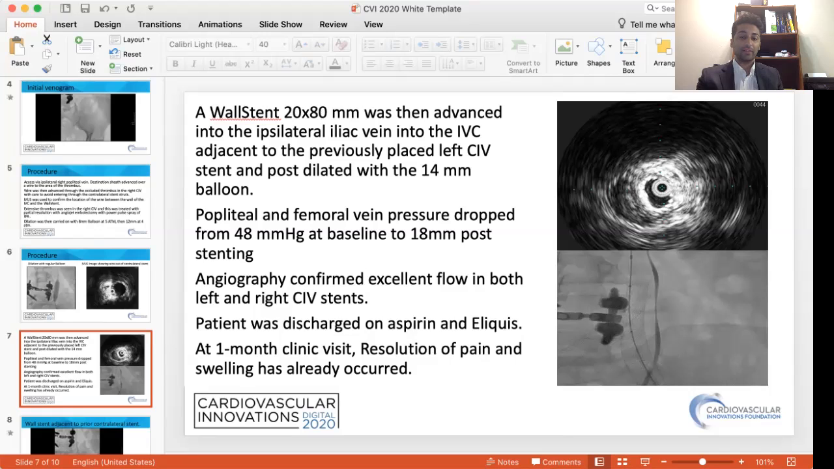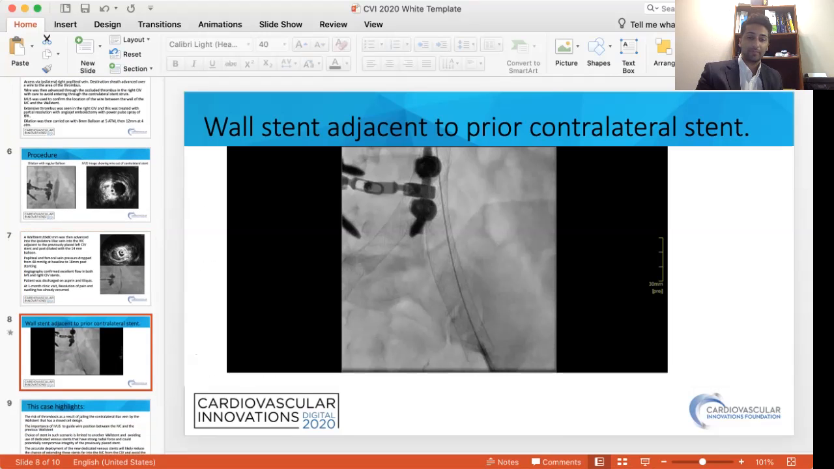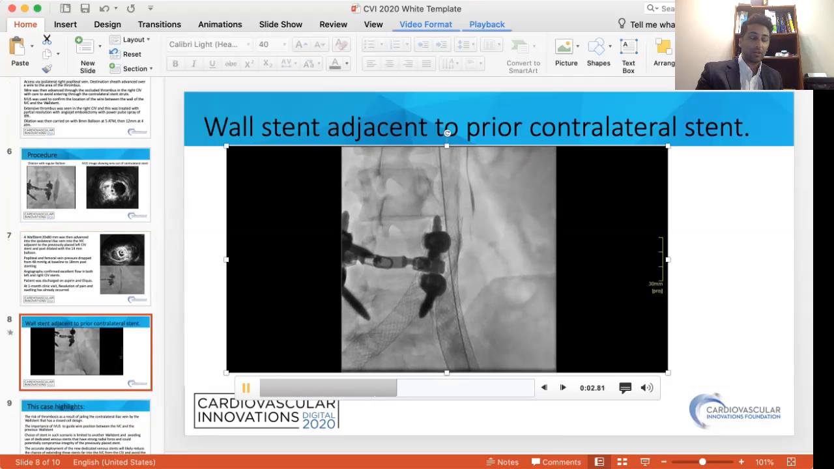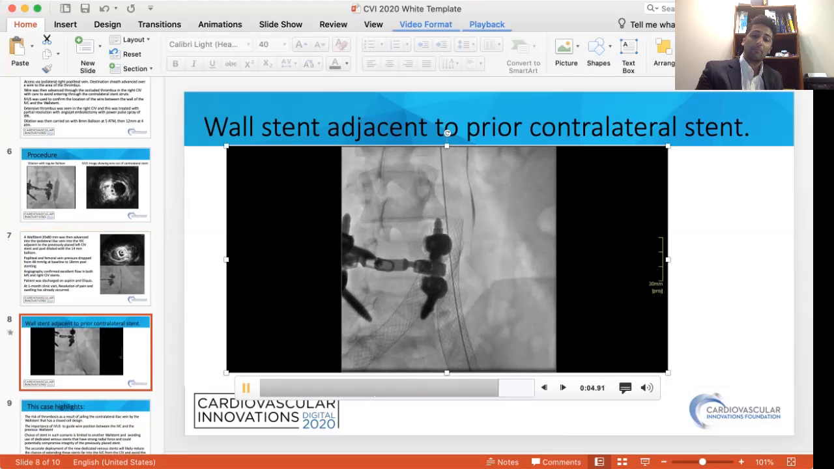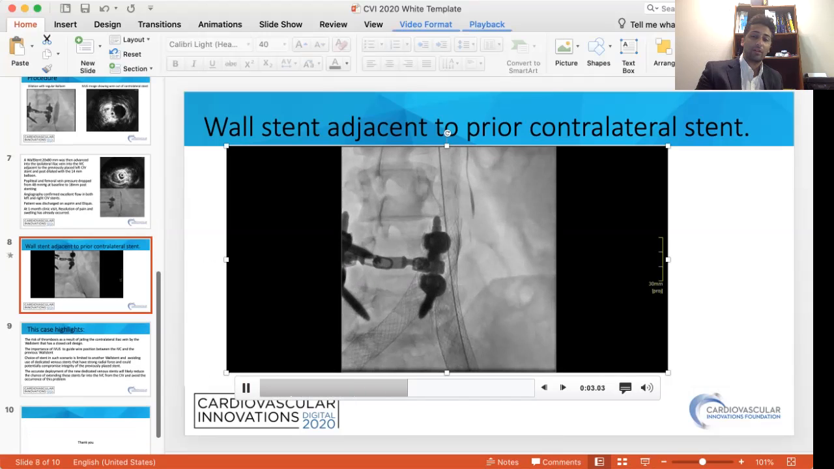Angiography confirmed excellent flow, and the patient was discharged on aspirin and Eliquis. One month follow-up in the clinic showed resolution of pain and swelling. This here is the final venogram. You can appreciate 2 stents opposing each other, and good venogram flow.